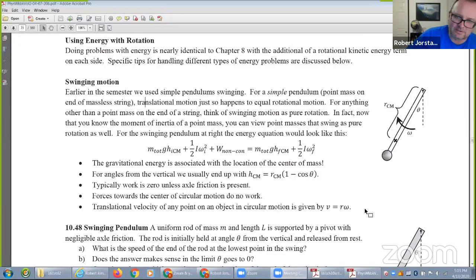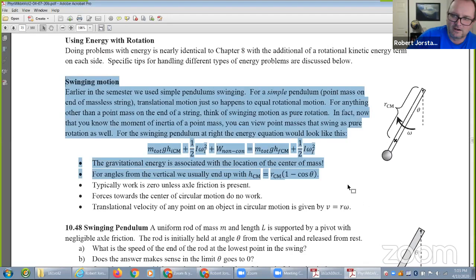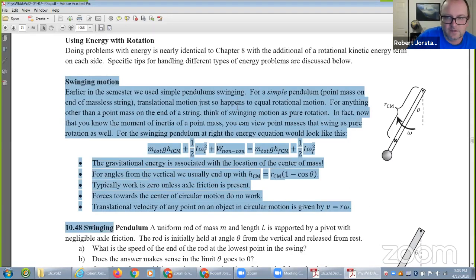Oh, I'm not screen sharing, am I? Sorry about that. Forgot to hit the screen share button. All right, here we go. Sorry about that. Rotation and swinging motion. This is page 73. Sorry, I forgot the screen share. I was dumb. All right.